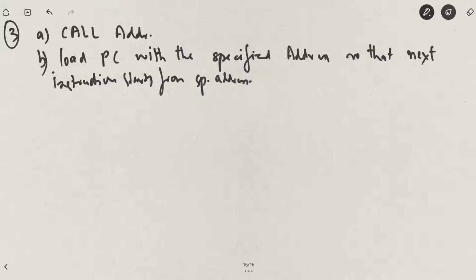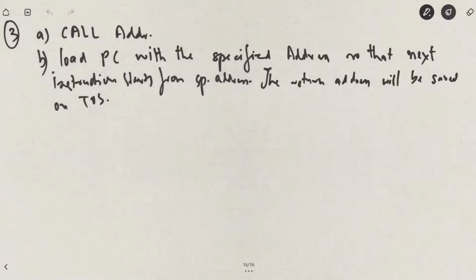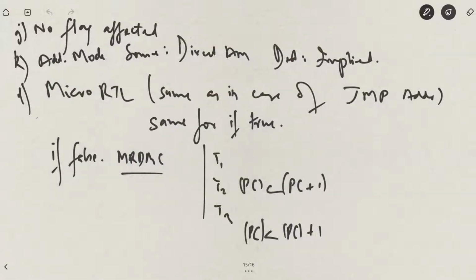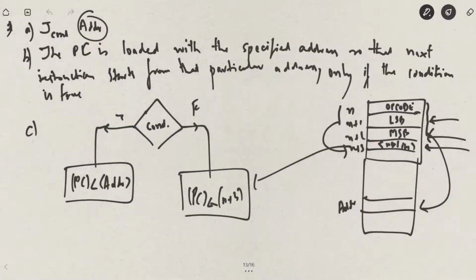Now how is it different from the jump instruction then? The return address will be saved on top of the stack. This is top of stack. We have studied the stack memory and we have discussed how we can use stack memory to execute modular programming. It will be furthermore clear with these instructions and with some programming.